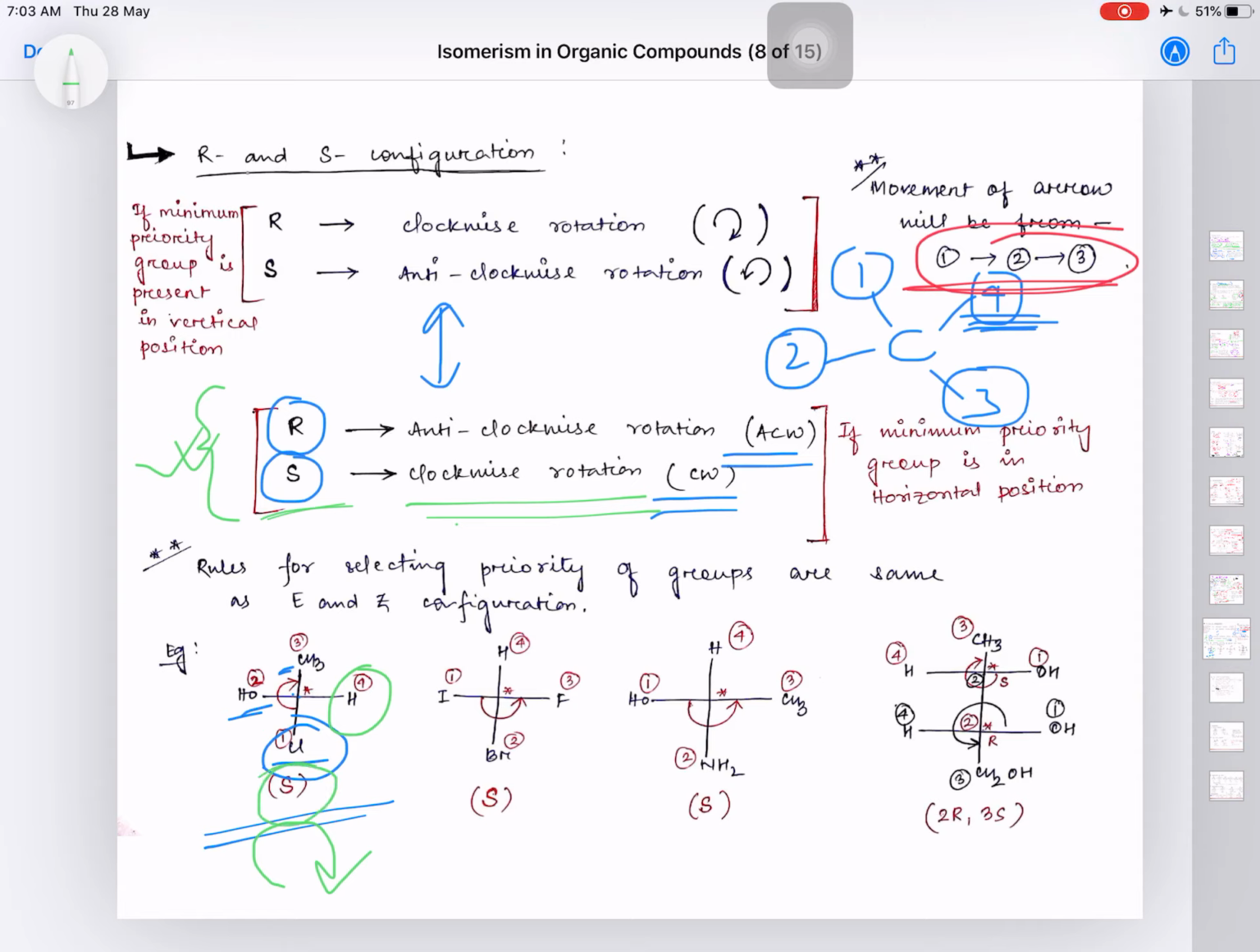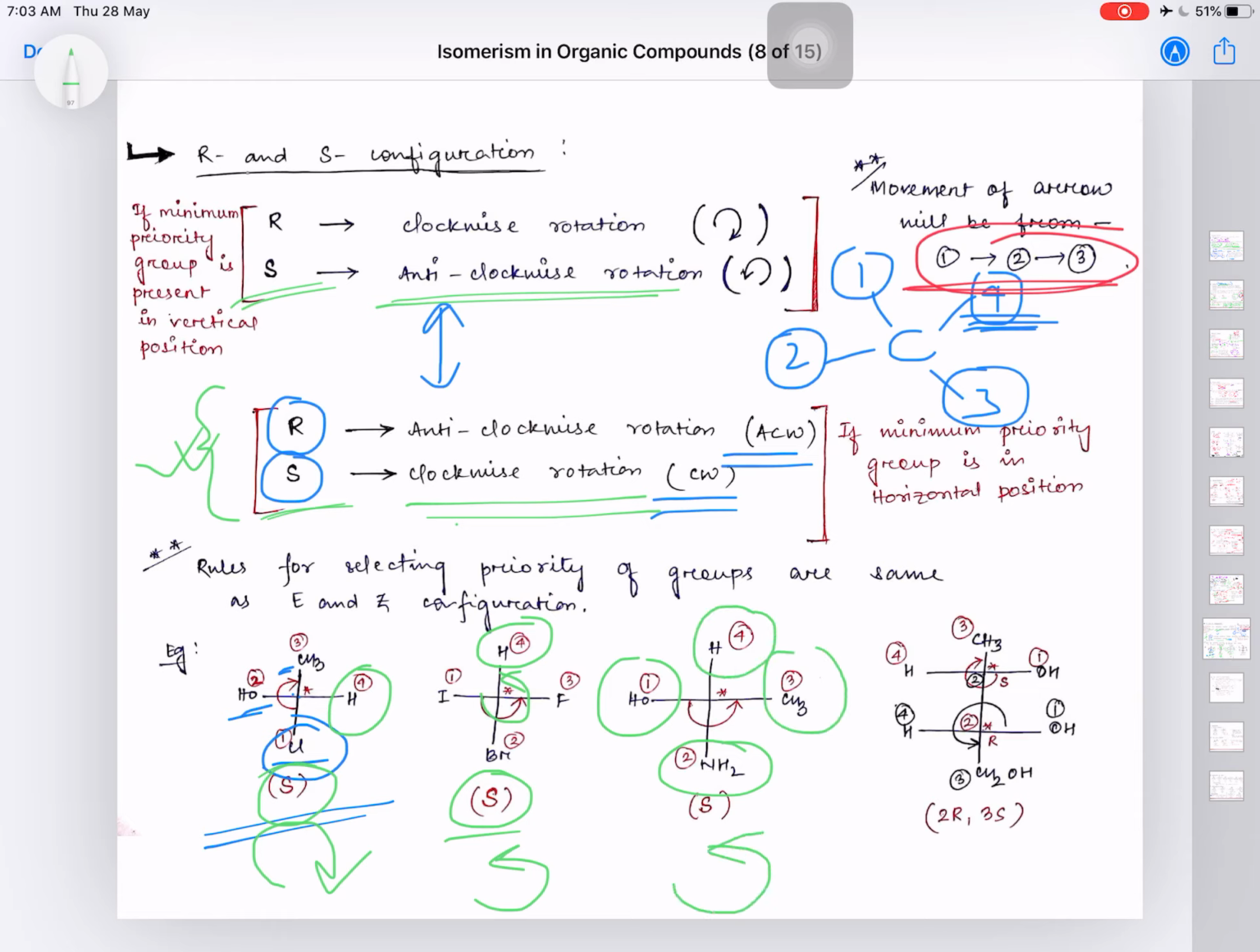Same thing with this one. You see the least priority group, hydrogen, is in the vertical line, and we are going in the anti-clockwise direction. Anti-clockwise vertical will give you S. So this one is also S. This is anti-clockwise. Then the third one is also S. Oxygen is first priority, then nitrogen, and then carbon. Hydrogen is the least priority, so we are going anti-clockwise. The least priority is in vertical position, so it is S.